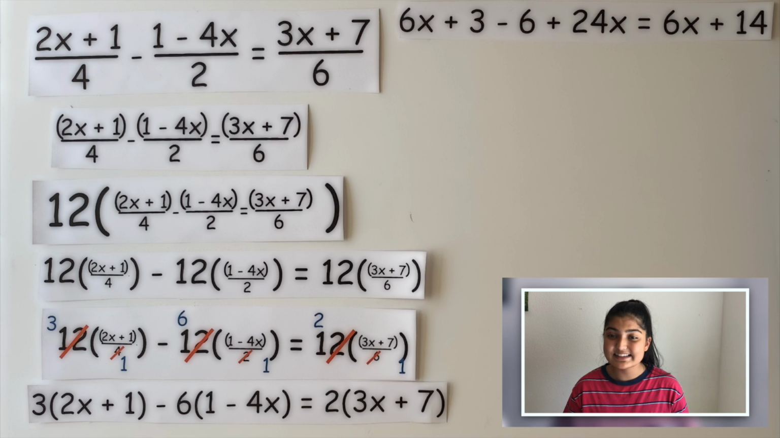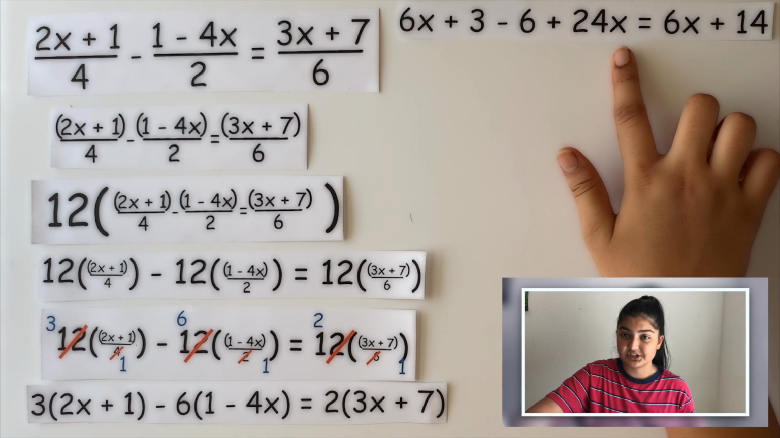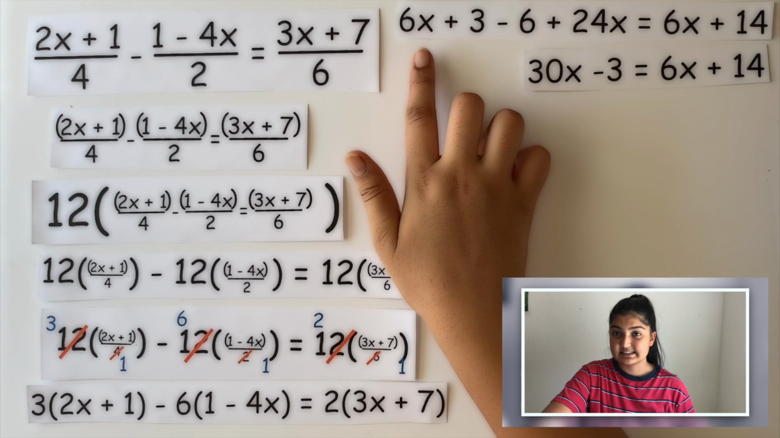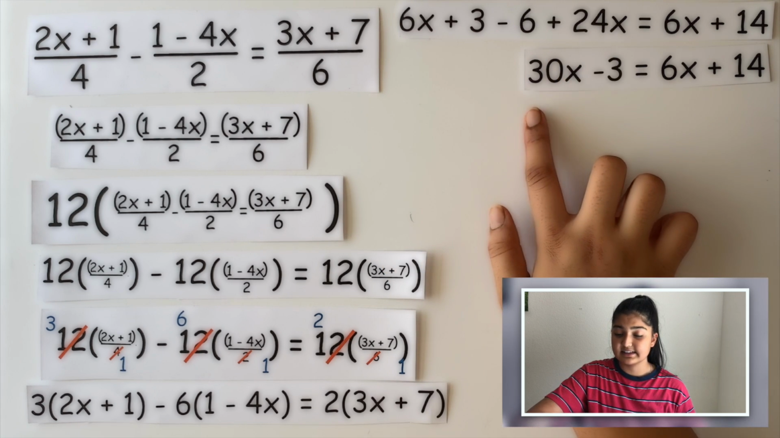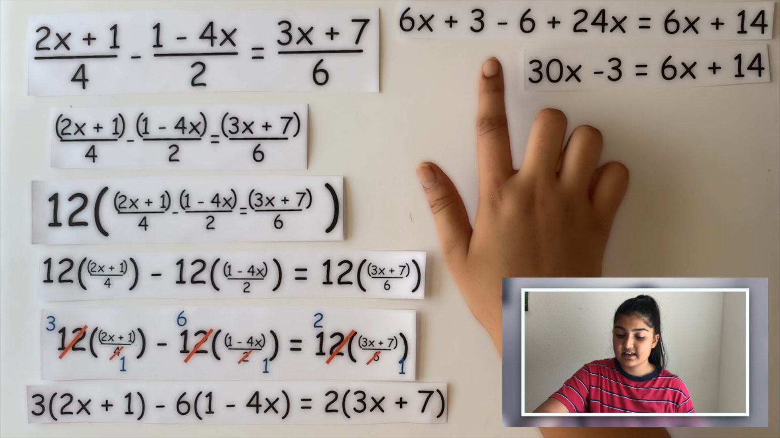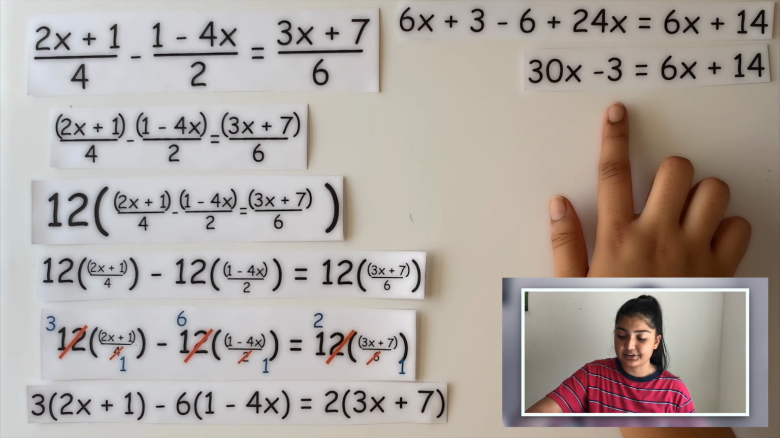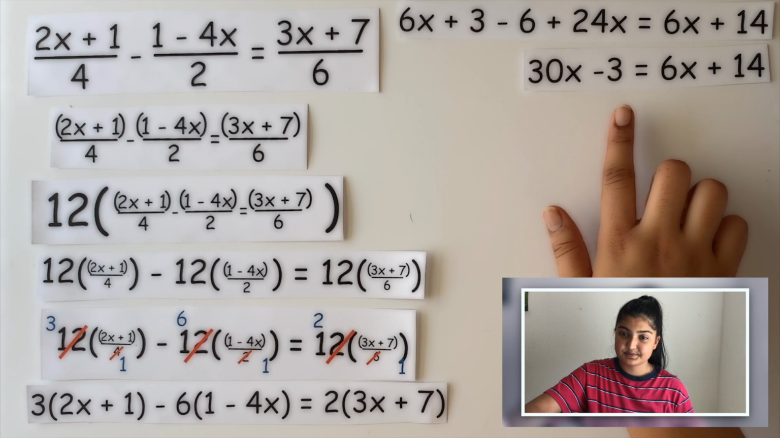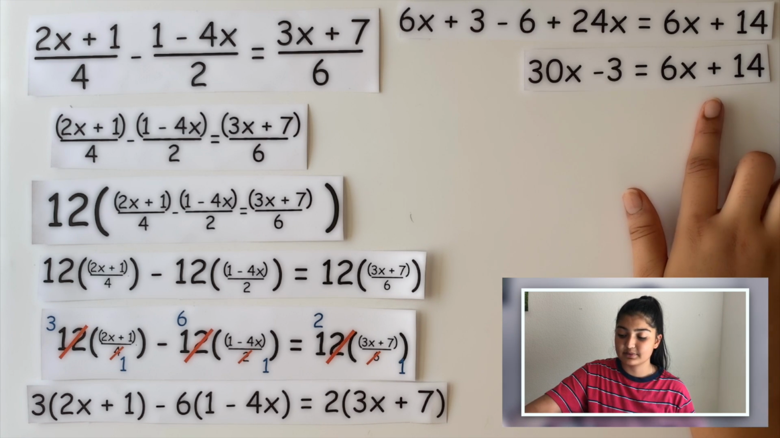Now, let's simplify the left side of this equation. 6x plus 24x is 30x, and 3 minus 6 is negative 3. This is equal to 6x plus 14.